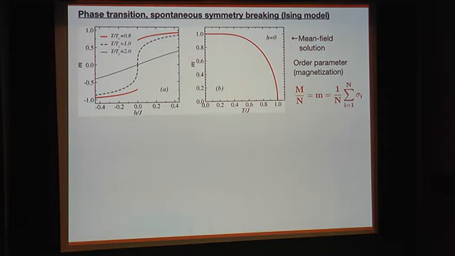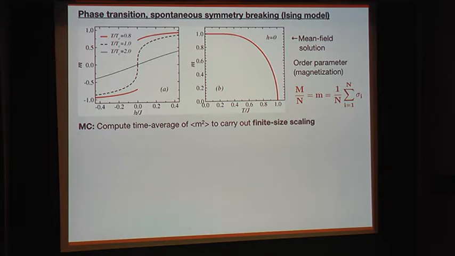So exactly at 0 field, if we go below TC, we can have either up or down. Here I just plot the positive M branch, and it looks like that. Now when we do simulations, we of course don't do mean field theory and we have finite size. But as I mentioned already, normally we compute the squared order parameter because we actually don't break the symmetry.